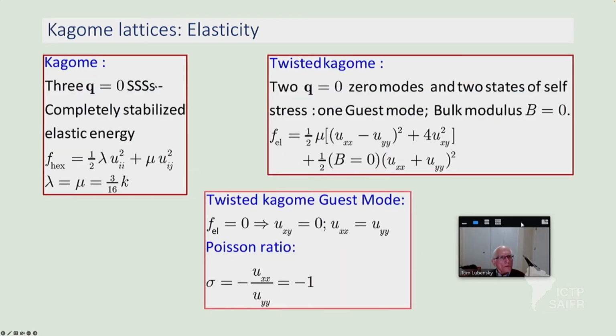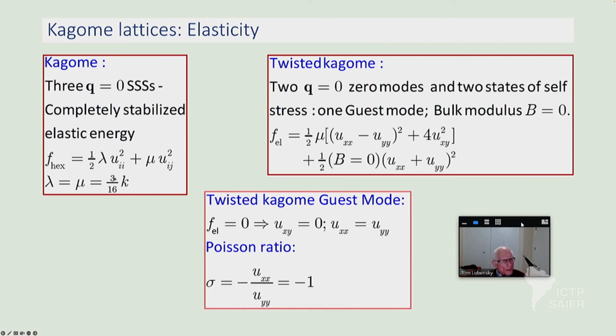So the elasticity of the Kagome lattices we can look at now. There are three q equals 0 states of self-stress needed to completely stabilize the elastic energy. The Kagome lattice has lots of states of self-stress, so it's in no trouble. It's fully stable, and it has lambda equals mu.